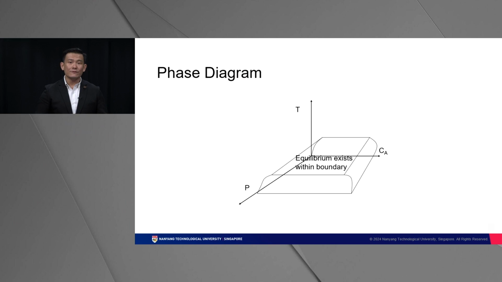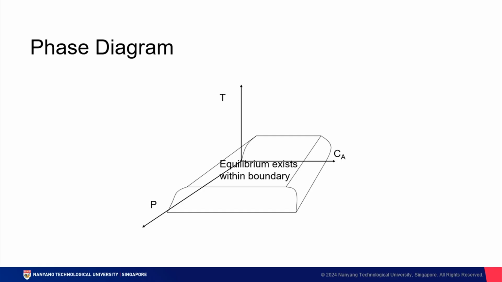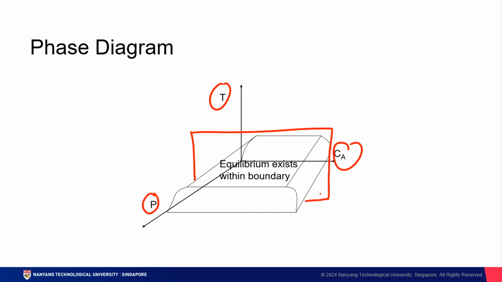So let's look at a 3D representation of this. Here, we have a three-dimensional representation of pressure, temperature, and the number of components of A. Within this three-dimensional boundary, equilibrium can exist. Let's now imagine that we take a cross-section of this boundary, like that, and keep pressure constant.